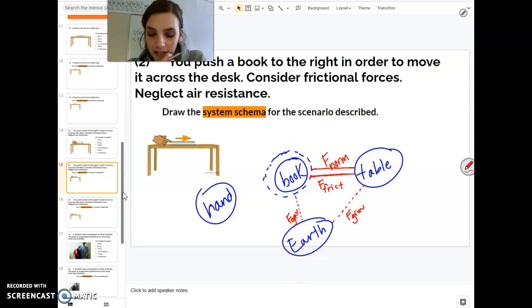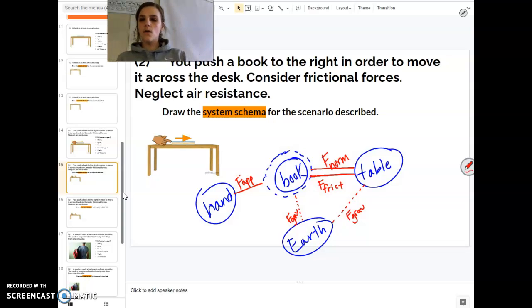We included the hand in our system schema because the hand is technically touching the book. Now, since the hand is from a person and the person is pushing the book, hopefully you remember that that is called the applied force. That is F sub app, the applied force.